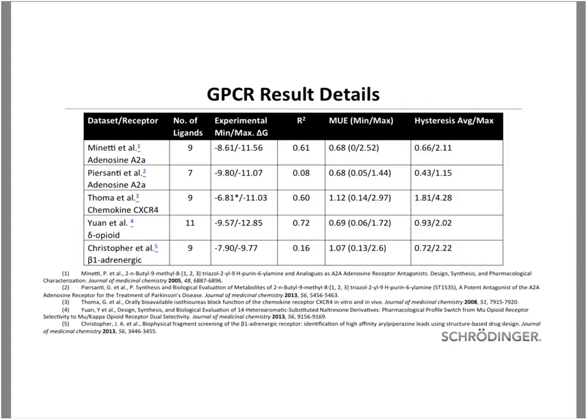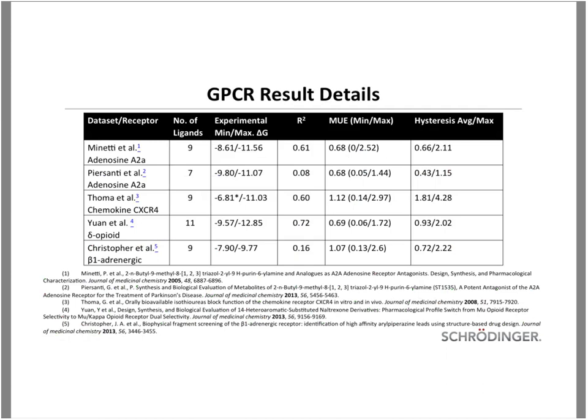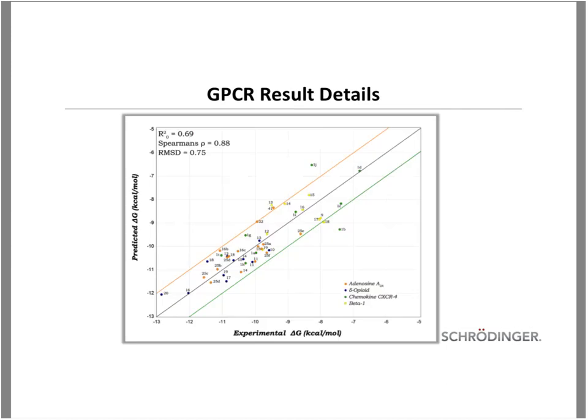And cumulatively, the results look very similar, again, to what we've seen for the fragments and the globular drug-like proteins as well. And if we look at the individual data sets, we again see acceptable MUEs, good R-squareds when it's possible to actually calculate an R-square for all of these targets.